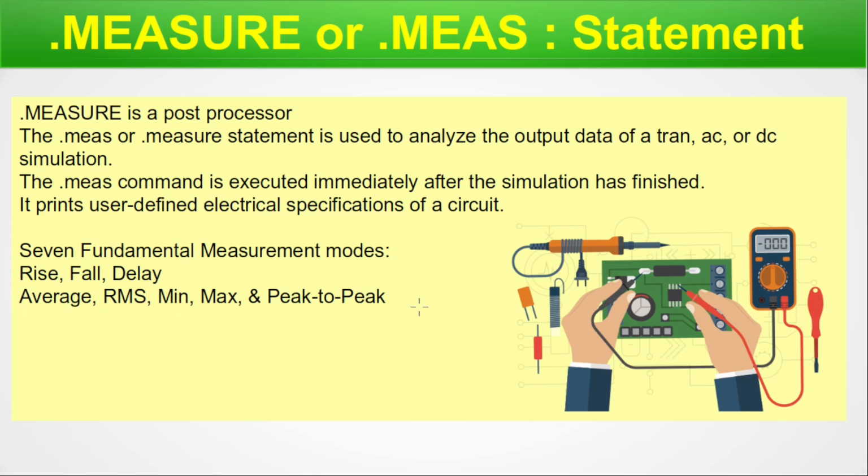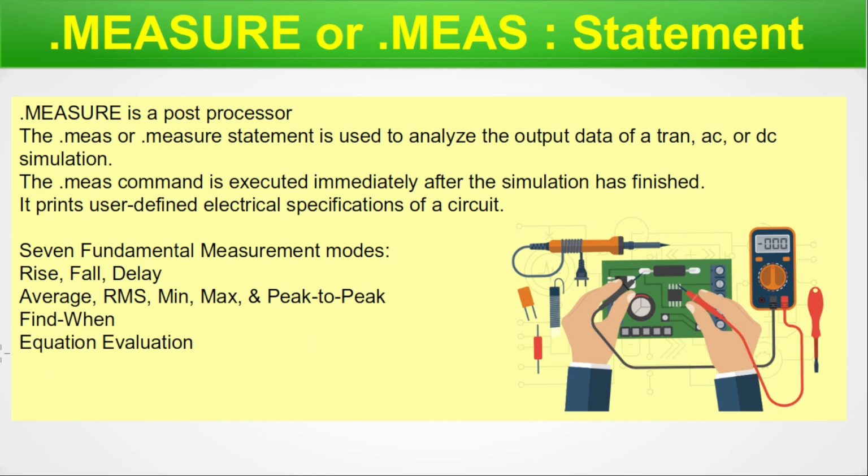These things I think you are already well aware of from the definitions in your textbook. What is the average value? What is the RMS value? All these things you can measure with the dot measure command. Then we can find with respect to time, find when. So find when this is this value. So you will get the time.